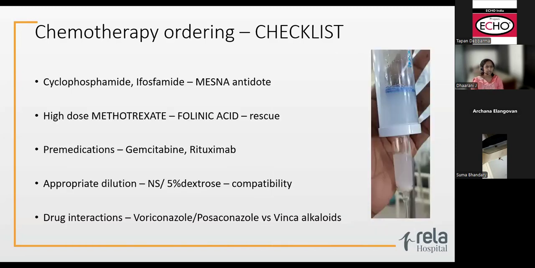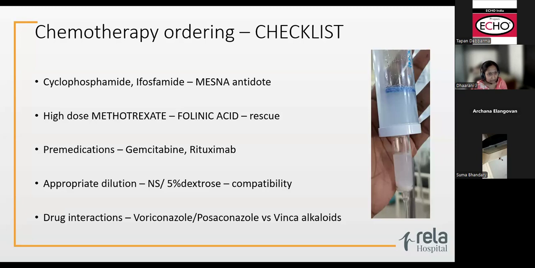So there are some checklists. Whenever we know that cyclophosphamide or ifosfamide is being given, we need to ensure that they are hydrated for at least 2 to 3 hours before starting the drug, because these are two drugs which can cause significant hemorrhagic cystitis. Once it starts, it is very, very difficult to control, and the pain is definitely a very, very worse situation for a patient.